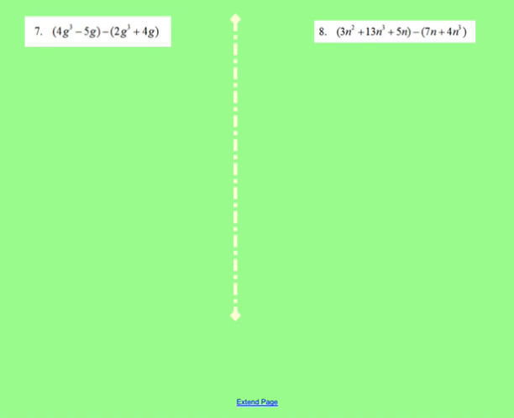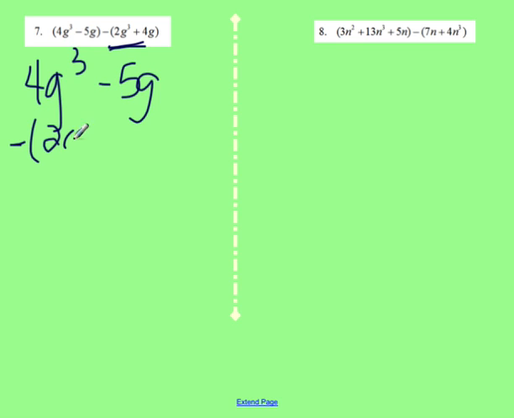So next, let's line this up. First, I'm going to use the vertical method. So I have 4g cubed minus 5g, and I'm subtracting off this entire thing right here. So when I subtract that off, 2g cubed plus 4g, I want to look at that as changing the signs of everything that follows in the parenthesis.